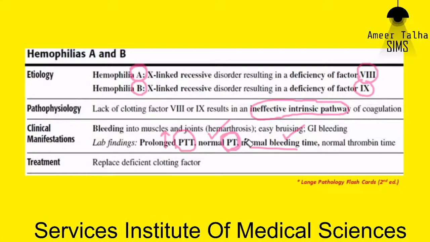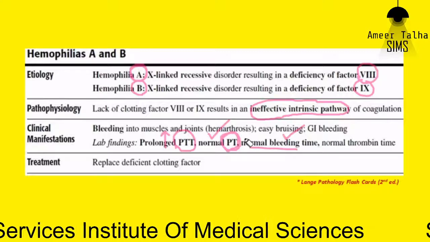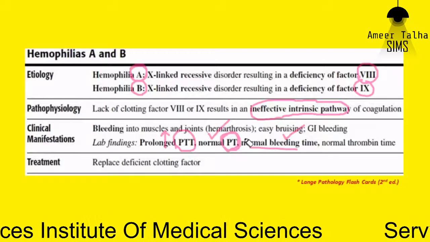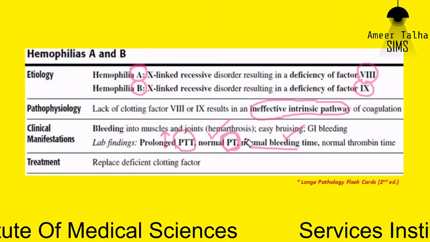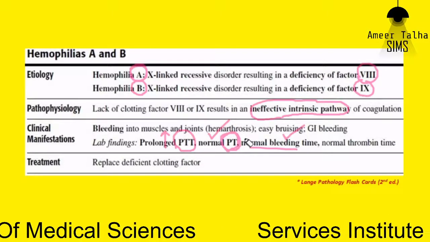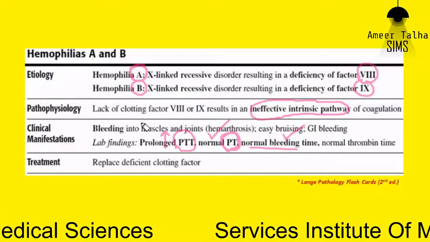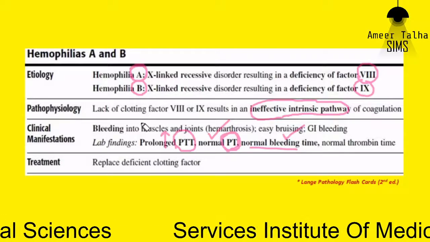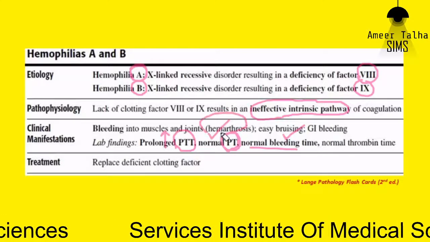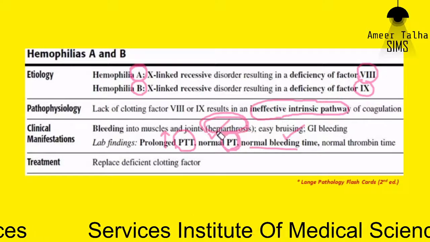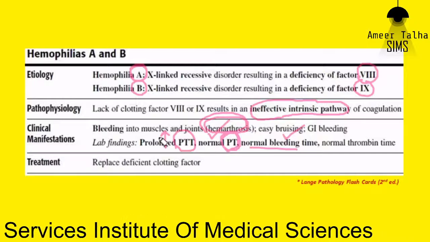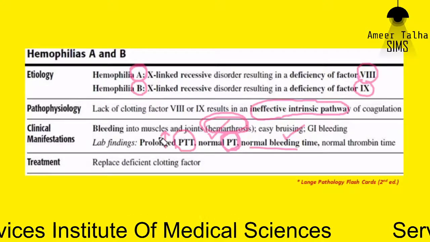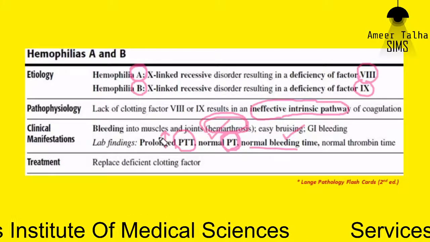And your question was, the patient will present with symptoms related to bleeding, whether the platelets are missing or clotting factor 8 is missing or 9 is missing. The symptoms are more or less the same. For example, in this case, the patient presented with hemarthrosis, that is bleeding into the muscles and joints. So the patient presented with painful red swelling over his right knee.